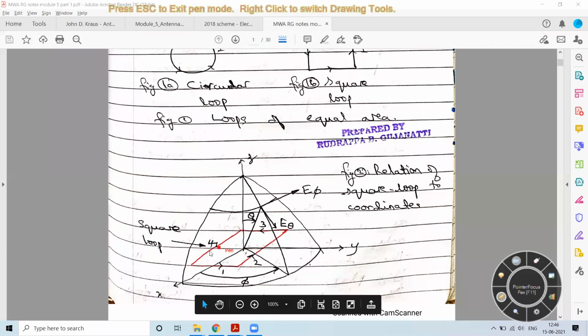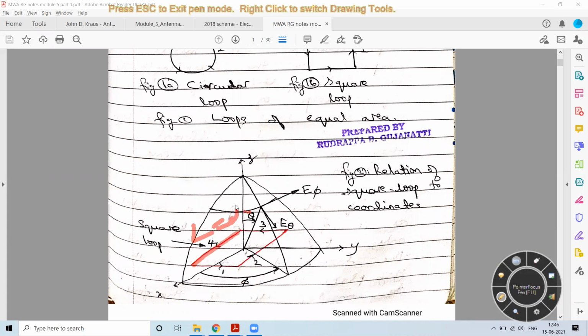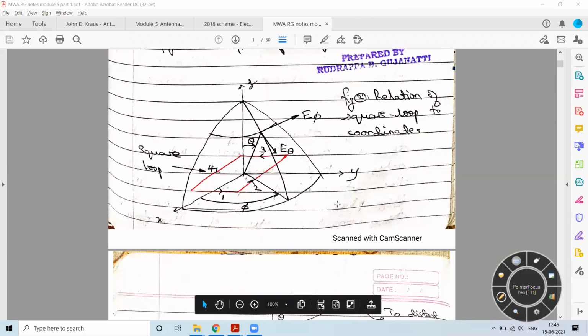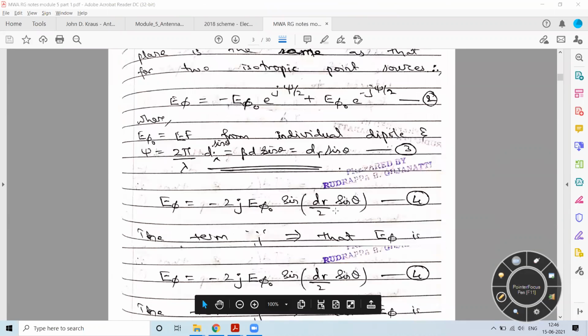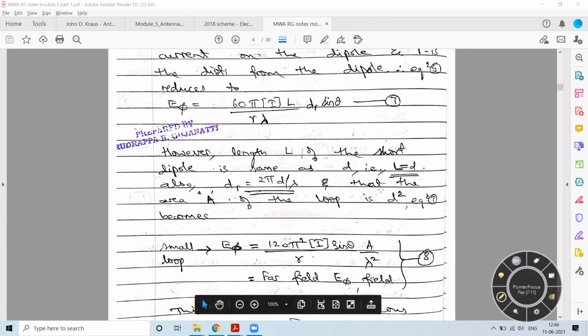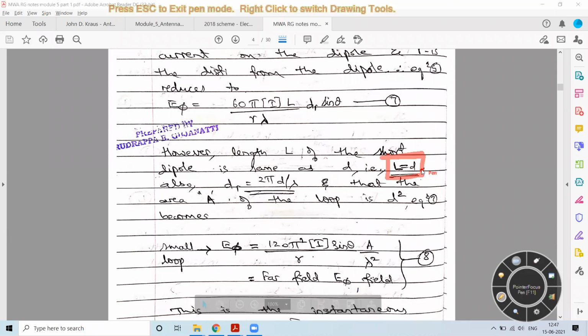So when we consider that, what is the length of this dipole? The length of the dipole is equal to the length of the side of the loop. So therefore L is equal to D. The length of the dipole is equal to the side length of the loop, so we can replace L in this D parameter. That is, this is beta times d, 2 pi by lambda into D. We can replace it as 2 pi by lambda into L.